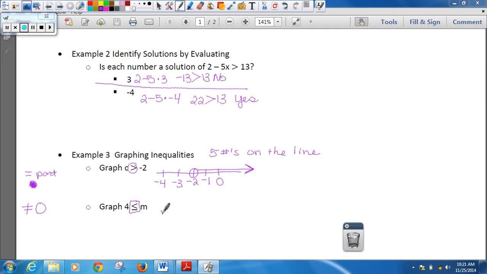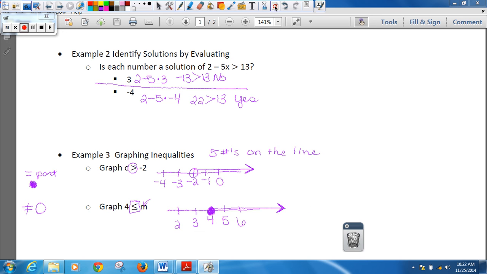Okay, my second one down here is, and I always start by reading the variable first. M is greater than or equal to 4. So I know I need the number 4. It gets bigger to the right, 4, 5, 6, smaller to the left, 3, 2. Since it has an equal to part, it's going to be a shaded in dot on the number 4. M is greater than or equal to 4. My numbers that are greater than are again to the right. So there is my number line.